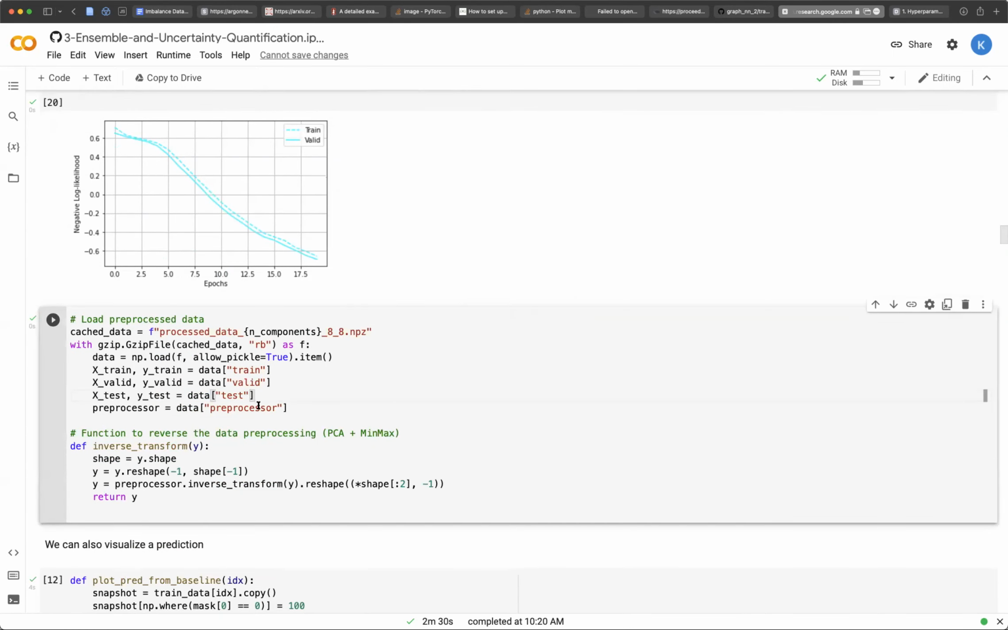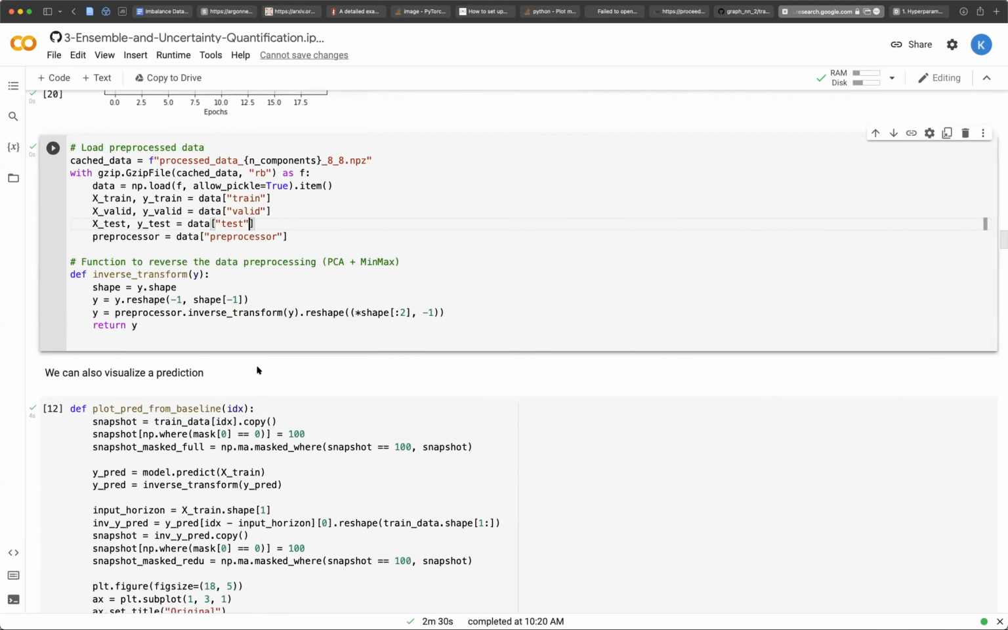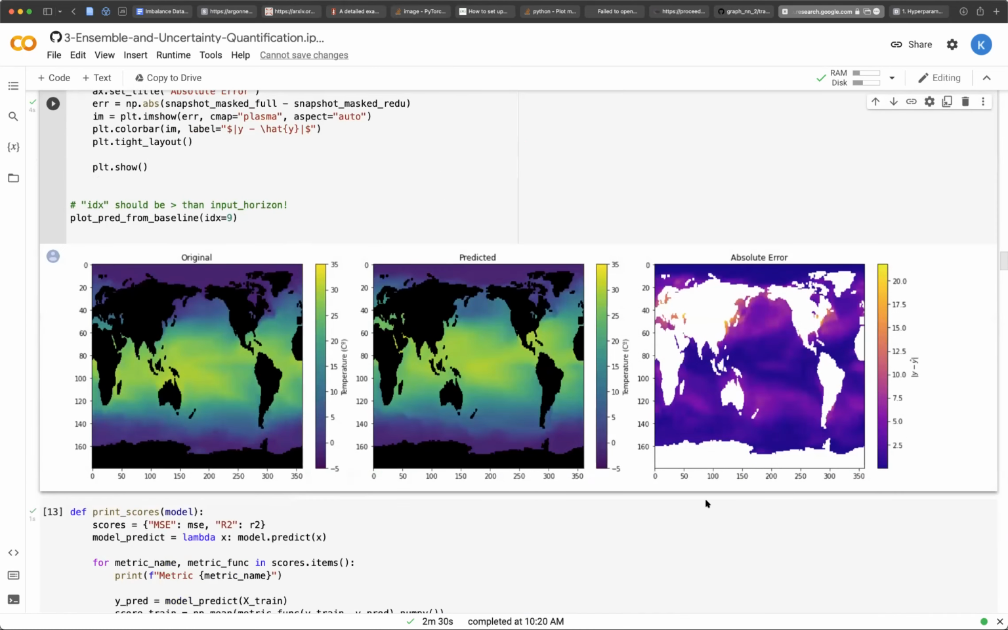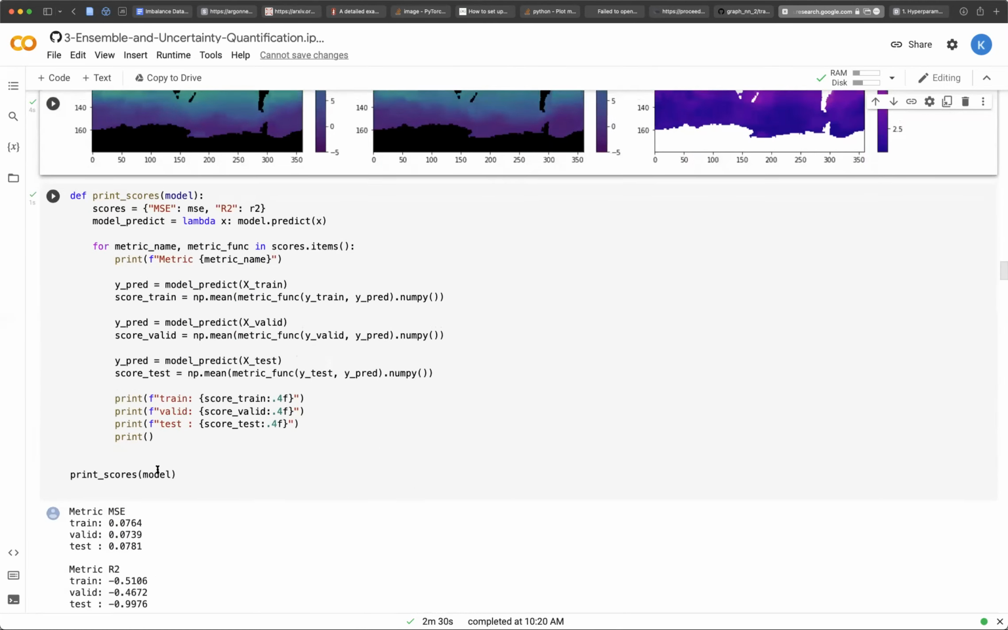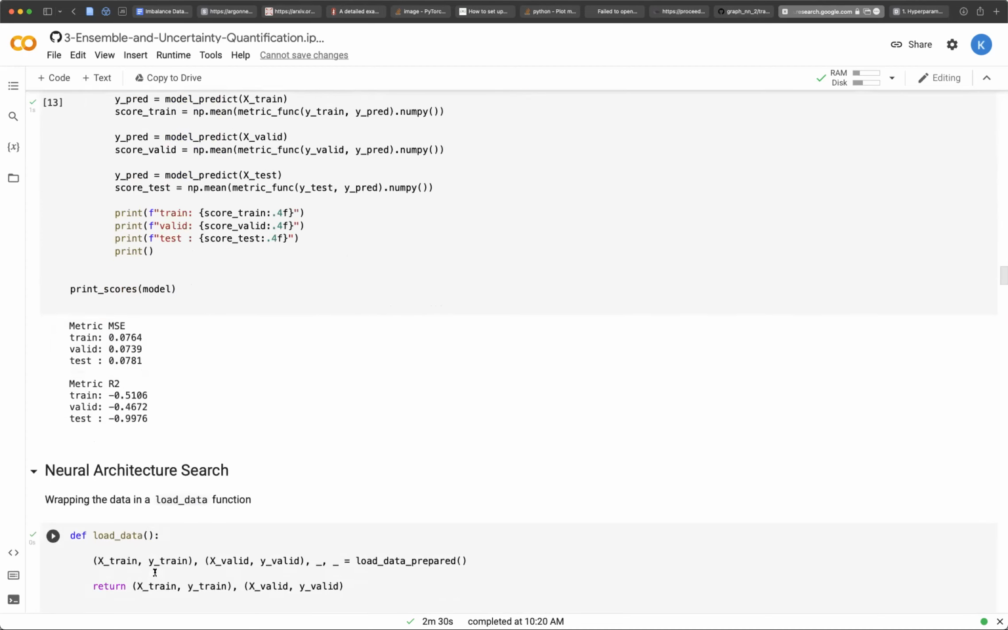So once this baseline model has been learned, we can use PCA and some min-max transformation to visualize this model. When you visualize this model, this is the original ground truth, the predicted, and some absolute error. Obviously, in these coastal areas, the absolute error is a little bit large, but by and large, the baseline model predicts reasonably, not exceptionally badly, which is highlighted by these metrics here, which are train, test, and validation. Our metric, mean square error, is exceptionally low.